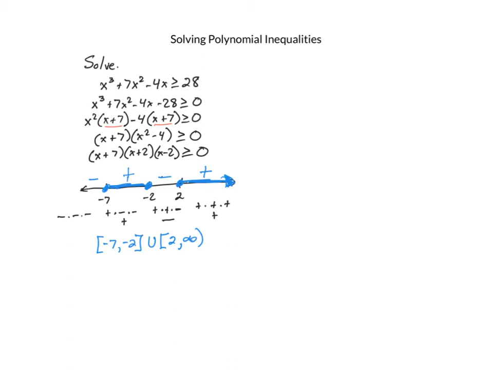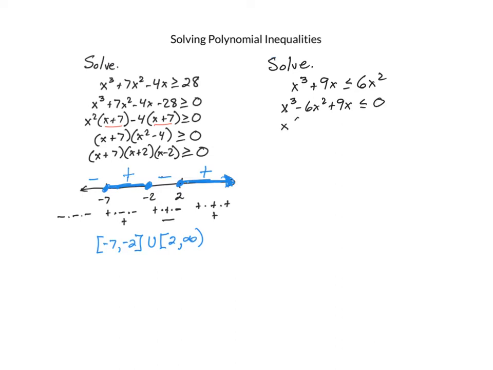Let's do one more. It will be this. We're going to solve x cubed plus 9x is less than or equal to 6x squared. This one, like the previous one, is not set equal to 0. So let's start there. We'll subtract 6x squared, and let's put it in the middle so it will be easier for factoring. So we have x cubed minus 6x squared plus 9x is less than or equal to 0.